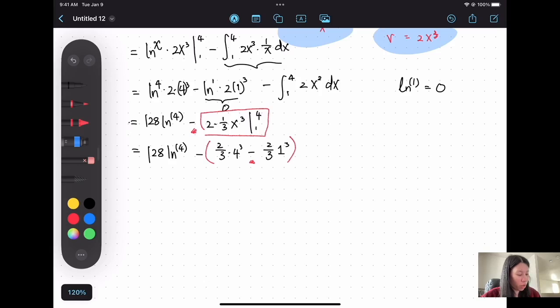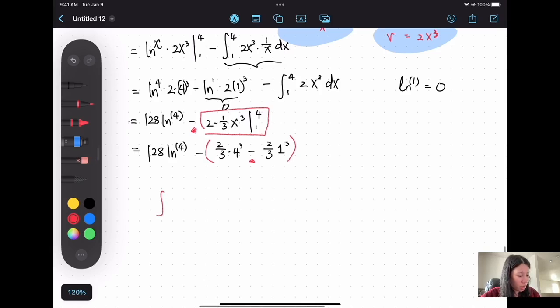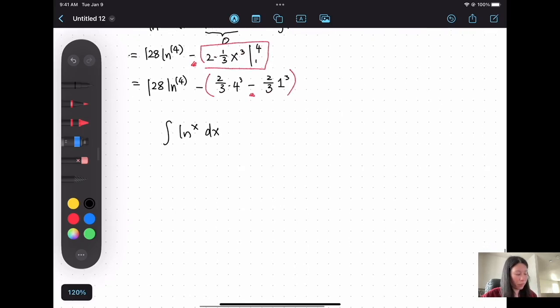So if I want you to integrate ln of x dx, how to integrate this part? Again, we can use our integration by parts. So in this case, I will let u equal ln of x. If this is our u, that means the remaining part should be our dv. So that means dv is equal to dx.